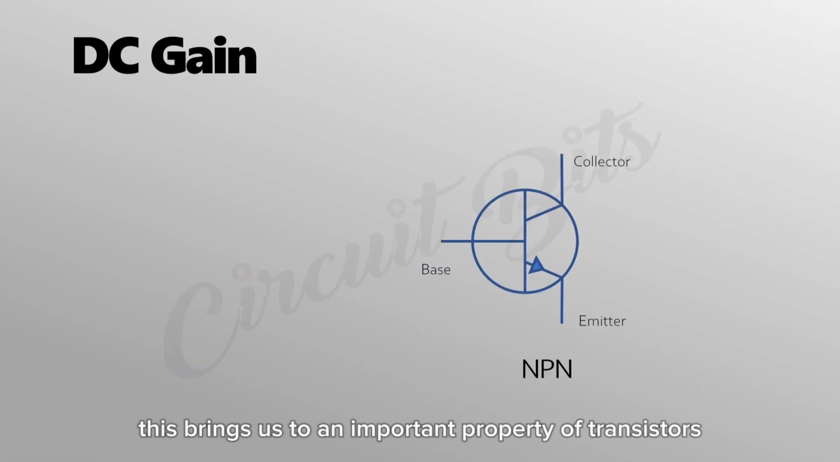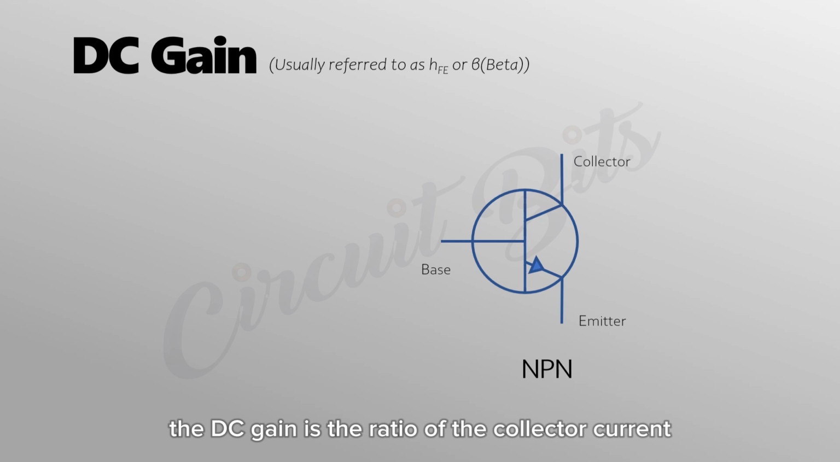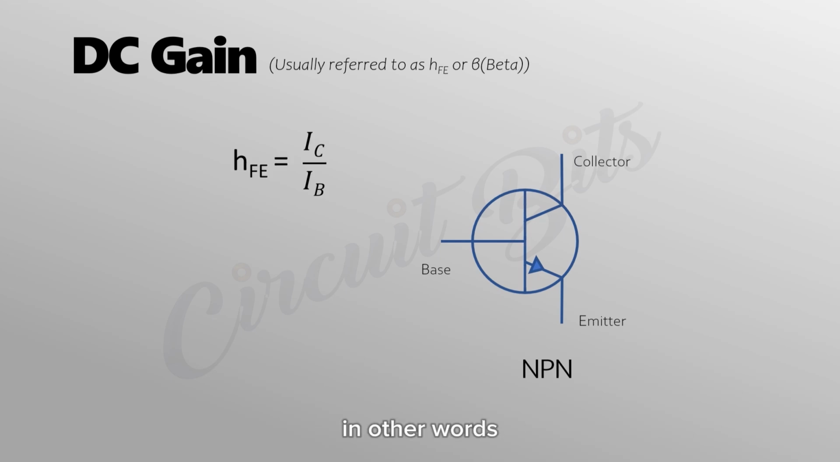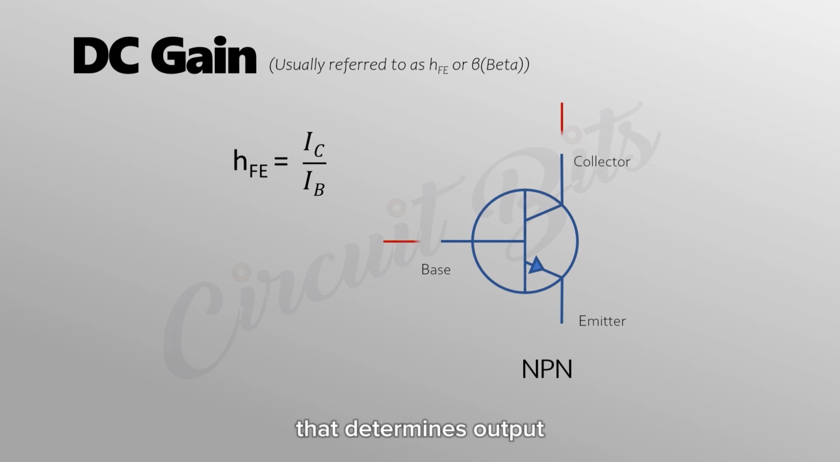This brings us to an important property of transistors, called the DC gain, usually represented as HFE or beta. The DC gain is the ratio of the collector current to the base current. In other words, if you send 1 unit of current into the base, and because of that the transistor sends 50 units through the collector and emitter, the DC gain is 50. It's more like the multiplication factor of your input that determines output.